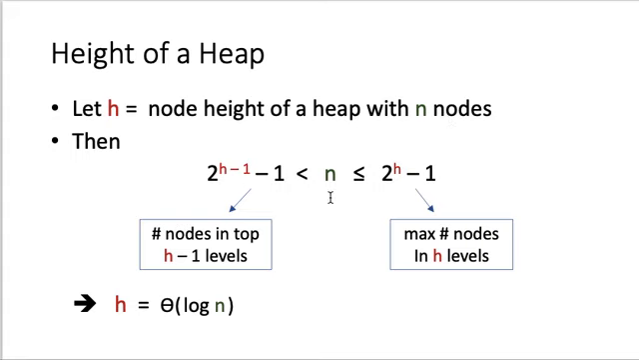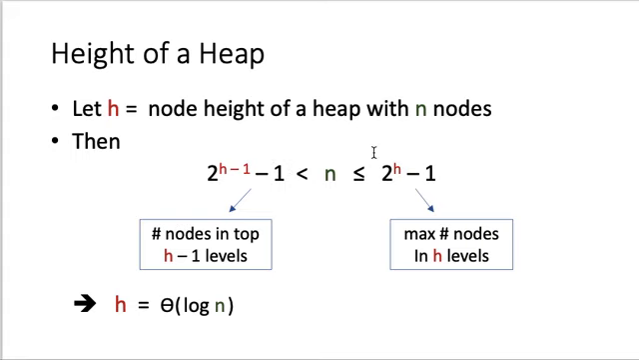Now we see that n has to be greater than 2 to the power h minus 1, and then minus 1. Now, what is the meaning of this number? This number is actually the total number of nodes in the top h minus 1 levels. So the root node, the first level, and then the children of the root, the second level, and so on and so forth. So they add up to this number.